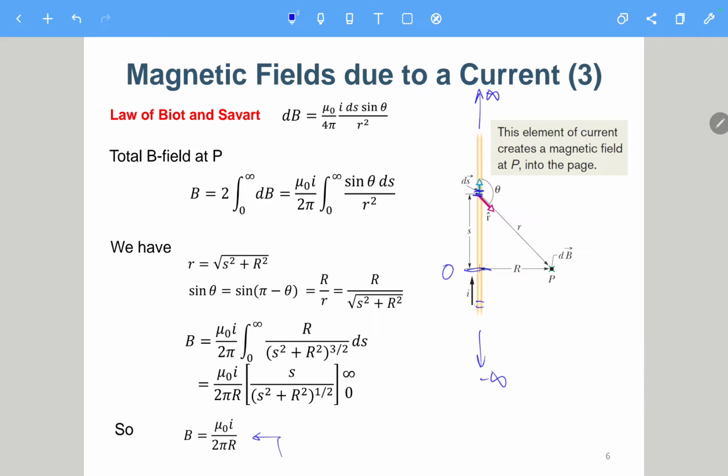And so you can simply verify it for the other point. Let's say for this one, ds is also pointing upward, and r is pointing this side. So it doesn't influence the direction of dB. So for the whole wire, dB is also pointing into the page for this point.